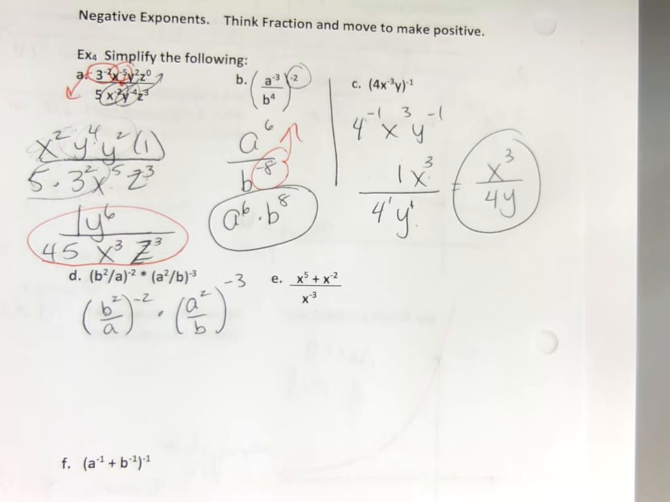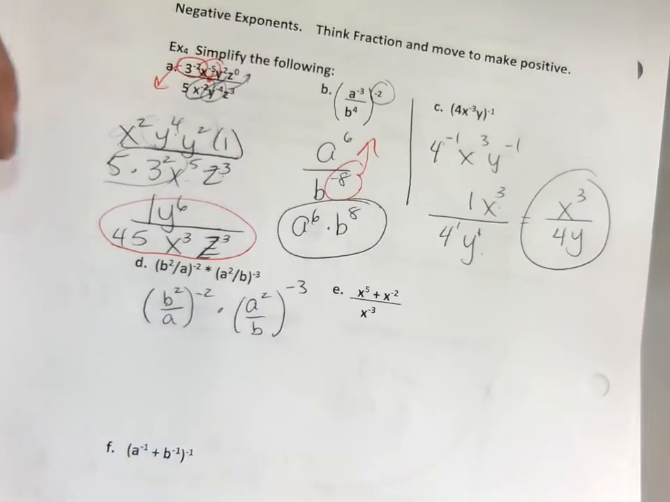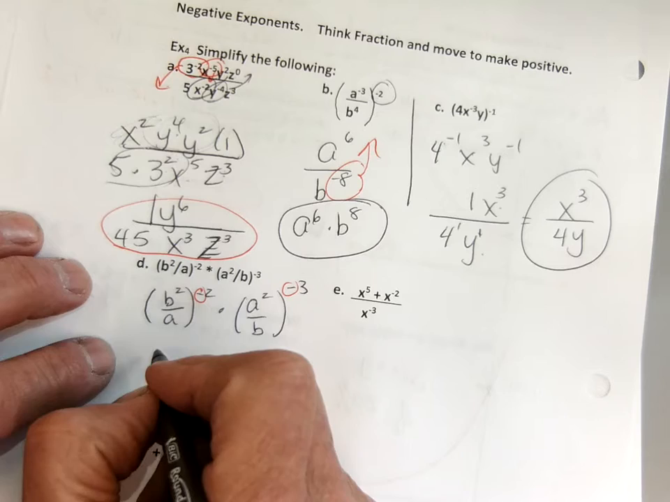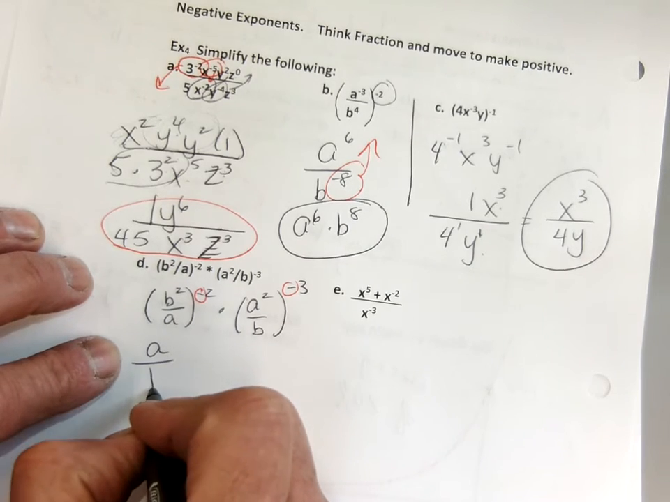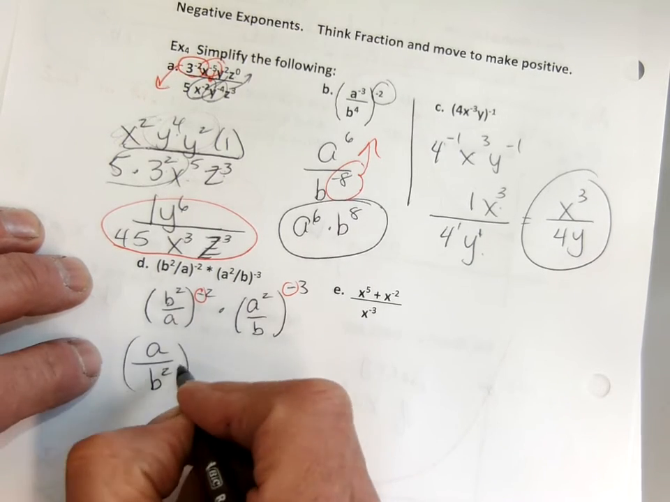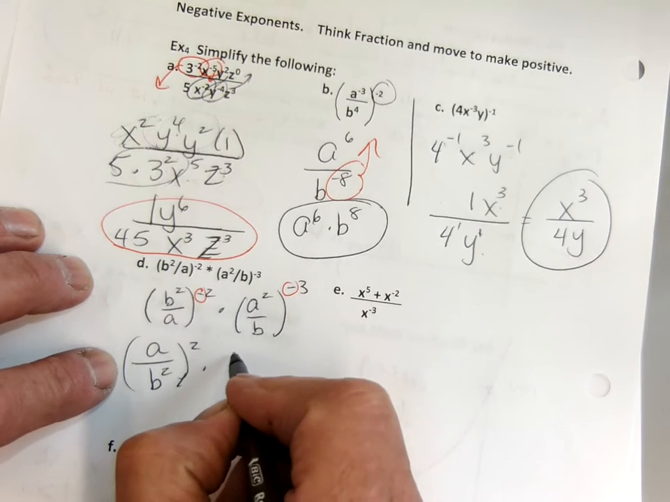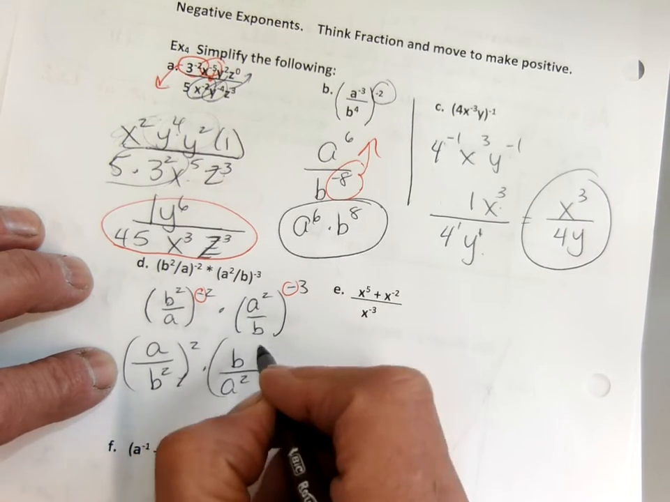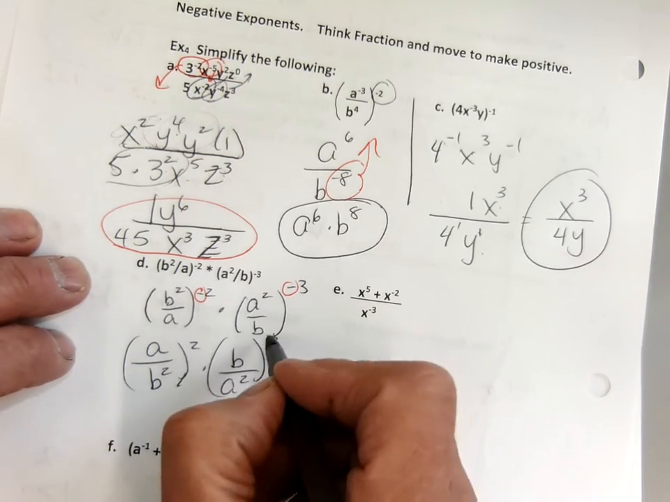But if they're negative exponent fractions, you can just flip your fraction first. It's a nice trick. It works. It makes it easier, I think. So I'm going to apply my negative first and do this. I'm going to rewrite this as a over b squared times b over a squared cubed.